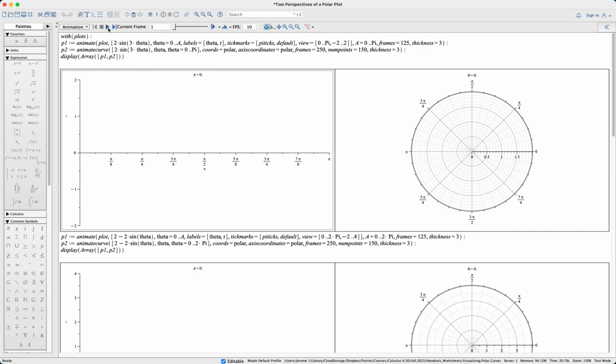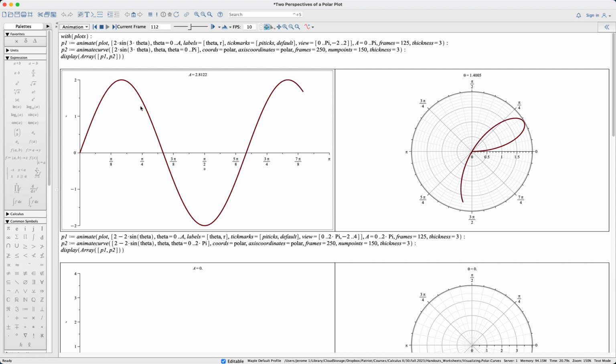And I'm just going to play the animation for each, and we're going to see the graphs as they're traced out. So I'm going to start by looking here on the left, and what I'm seeing is a standard sine curve. Yeah, the amplitude is a little bit different, the period is a little bit different, but here's a basic sine curve.